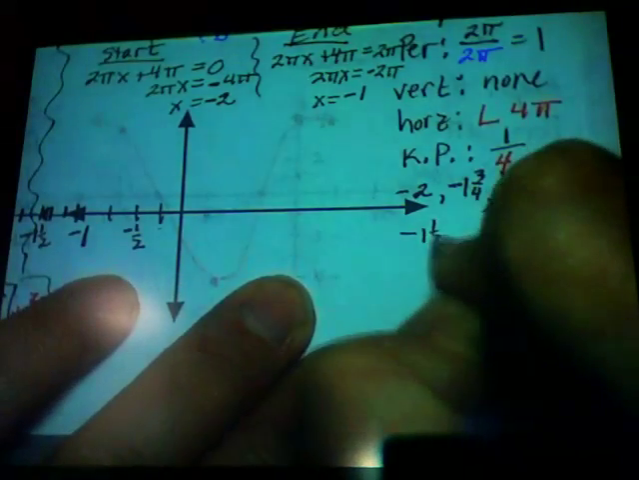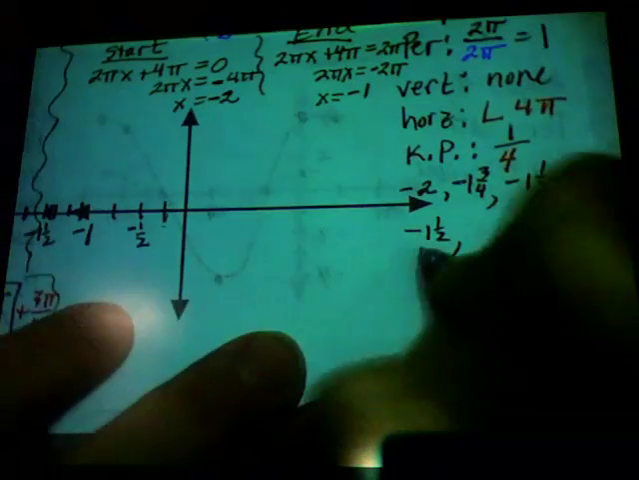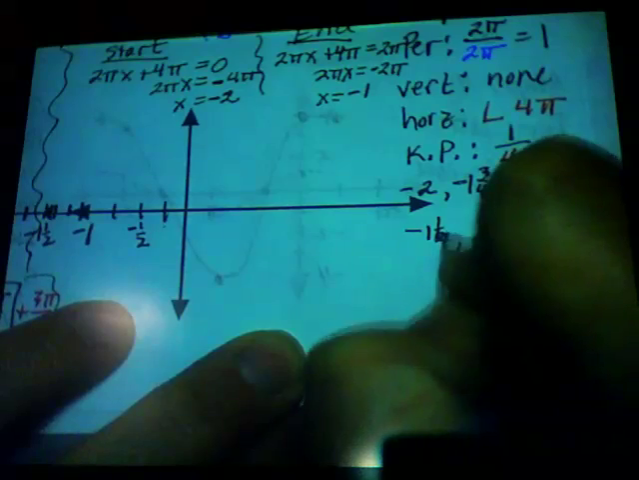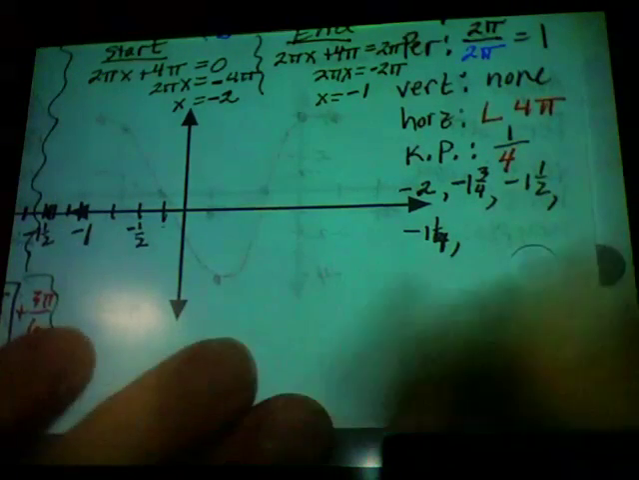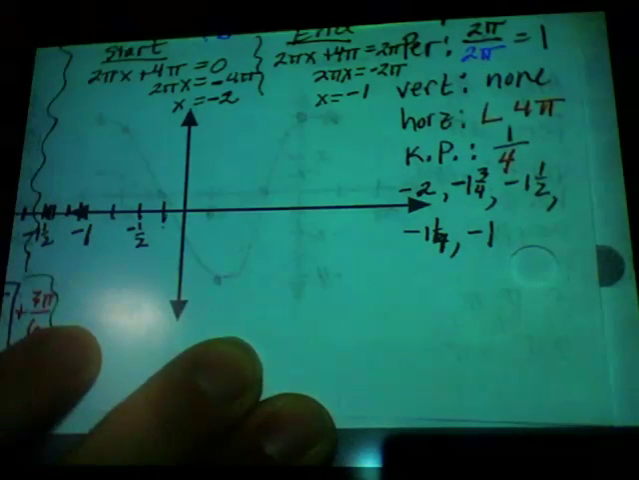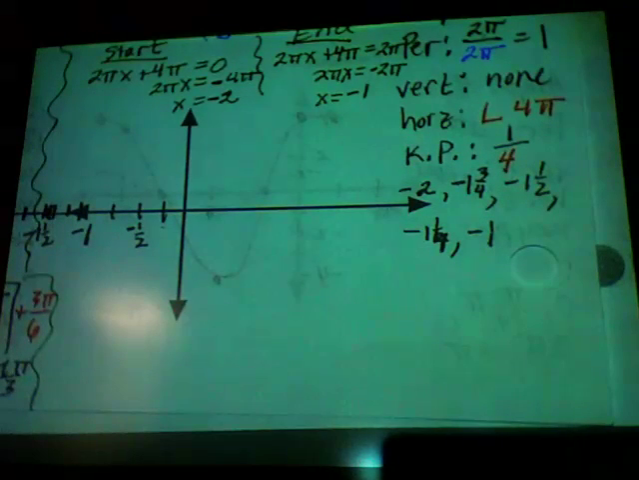-1 1/4. And then what's 1/4? My hands are not cooperating with my mouth. And then what's 1 1/4 minus a quarter? Did we end up where we wanted to? Do we have 5 points? Then we must be okay. It's kind of how you can check yourself.